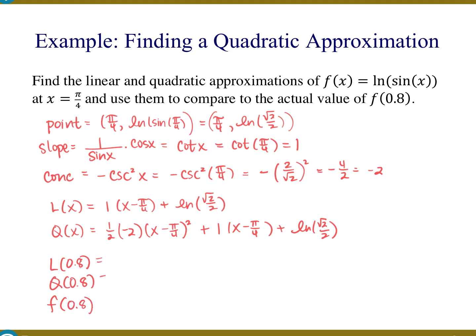We should see increasing accuracy as we go along. So the linearization is negative 0.33197. The quadratic approximation, 0.332185. And then the actual function value, 0.332183. So just by making one tweak from a linearization to a quadratic, we've increased our accuracy significantly, which is pretty much the whole point.